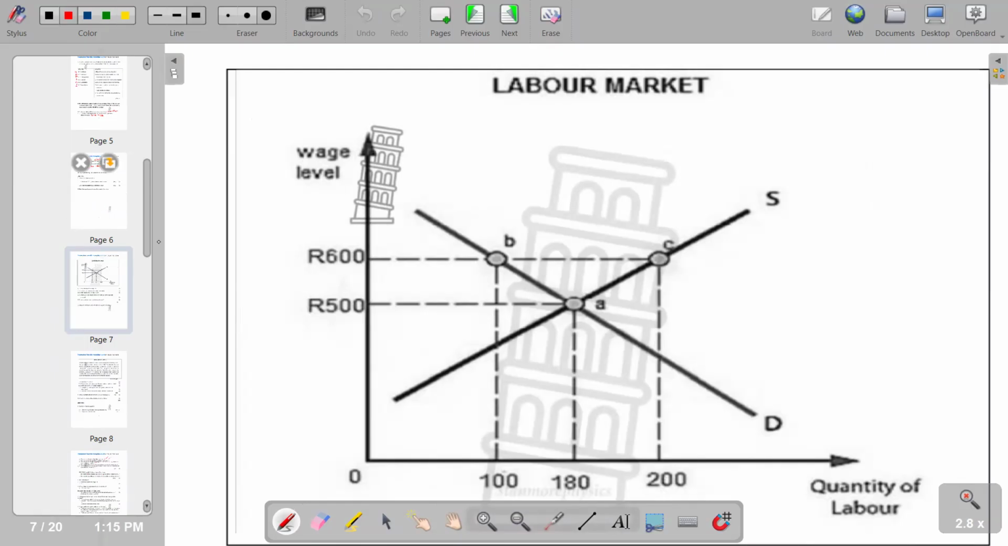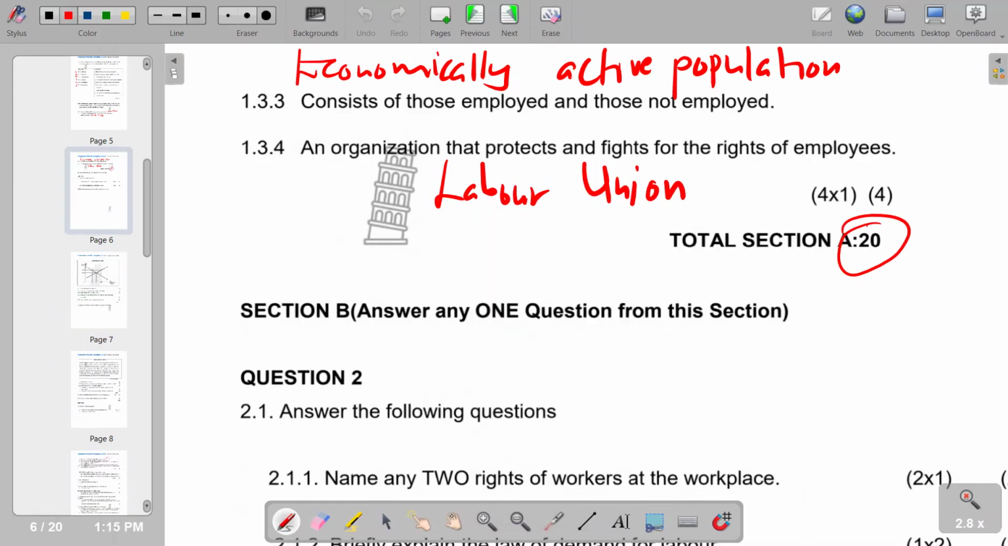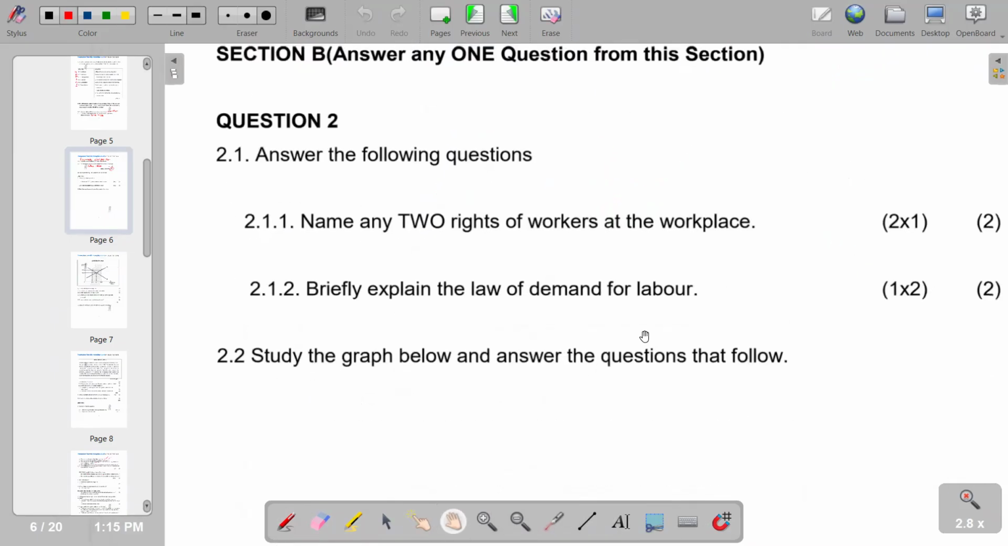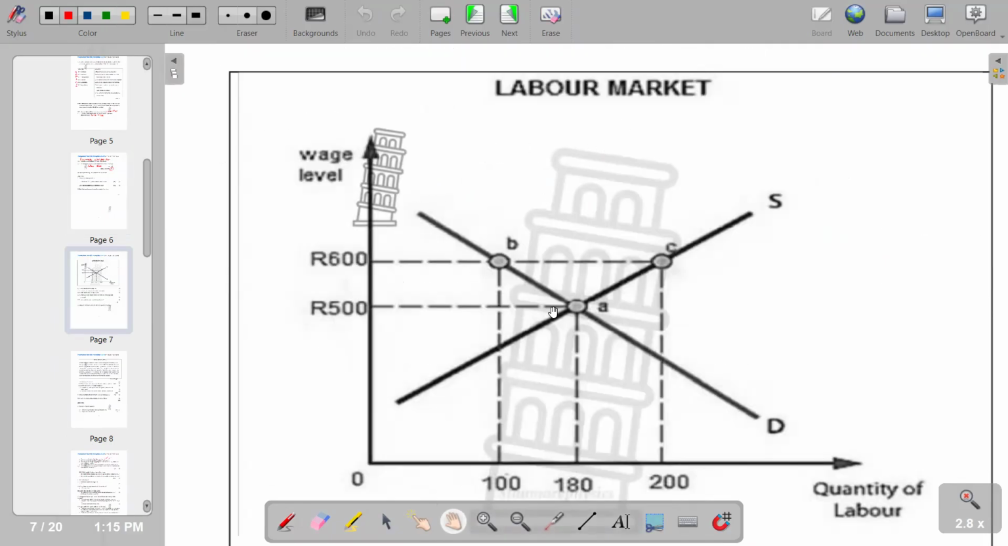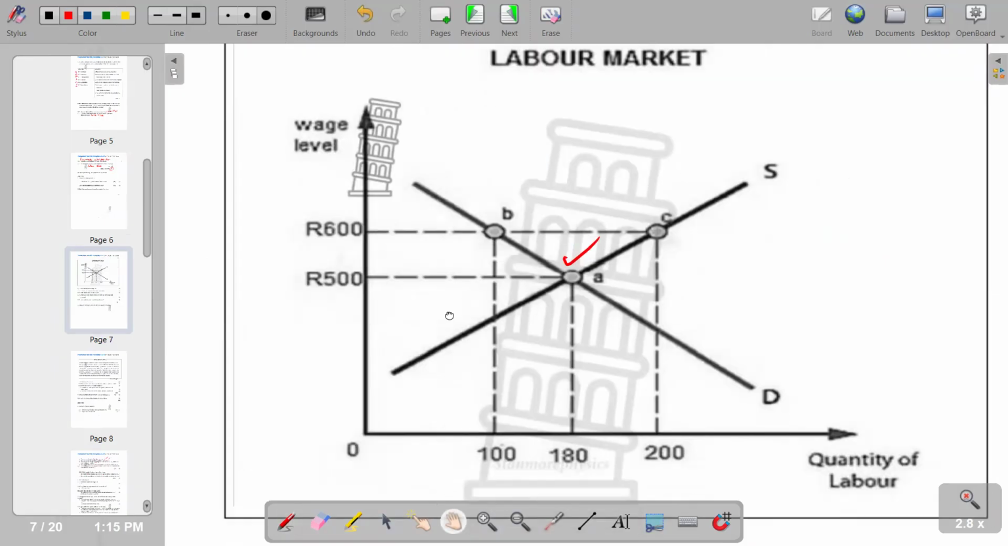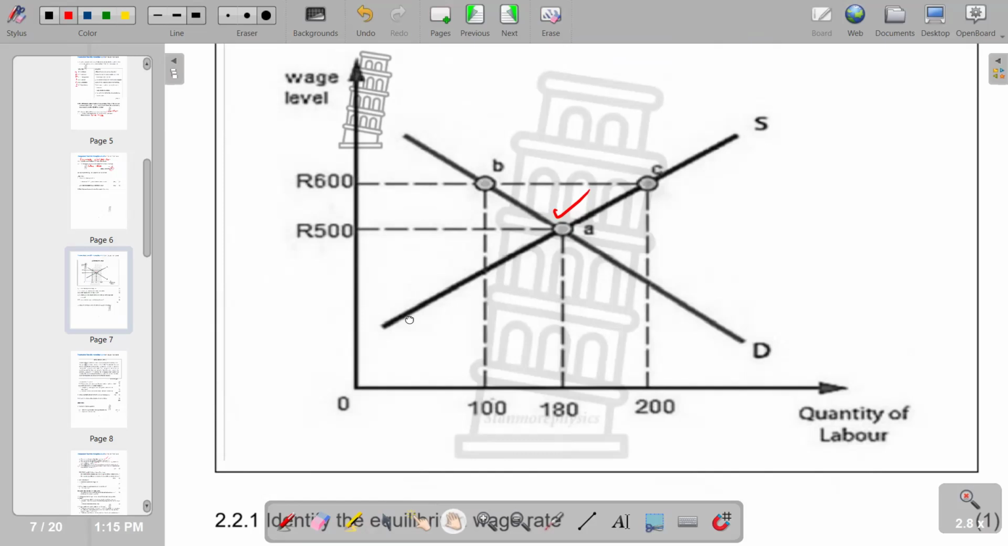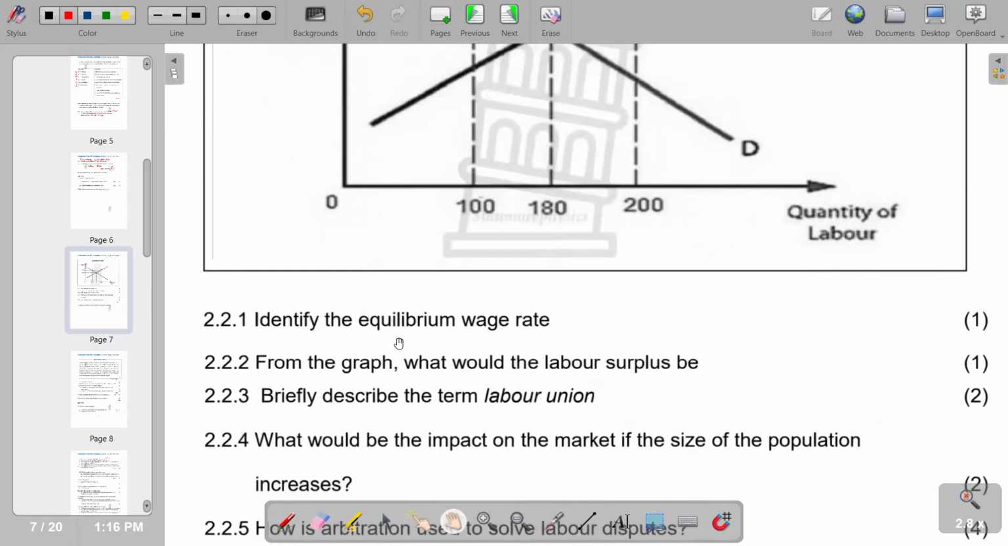On the next question, which is now question 2.2, it reads, study the graph below and answer the questions that follow. In terms of the graph that is given, we are given the graph of the labor market. We see that we have the supply of labor and the demand for labor. And then, of course, we have the equilibrium point as indicated at the intersection point. Beneath that we have quantity of labor on the horizontal axis, and wage level on the vertical axis. The first question reads, identify the equilibrium wage rate.